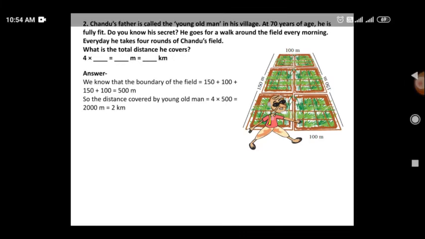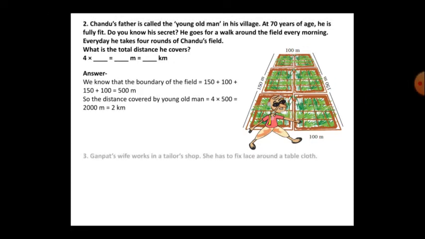Can you imagine 2000 meters? Every day 2 kilometers he will go for a walk. Because 1 kilometer is equal to 1000 meters, 2 kilometers is equal to 2000 meters. So 2 kilometers every day he will walk, even though he is 70 years.